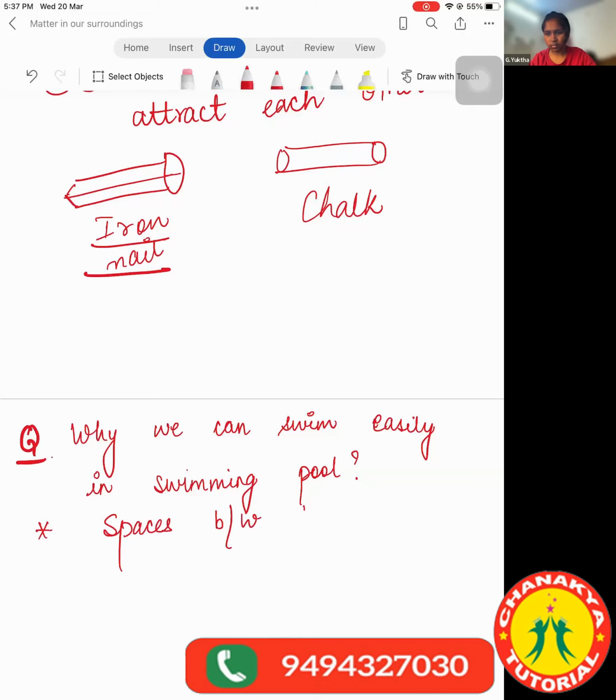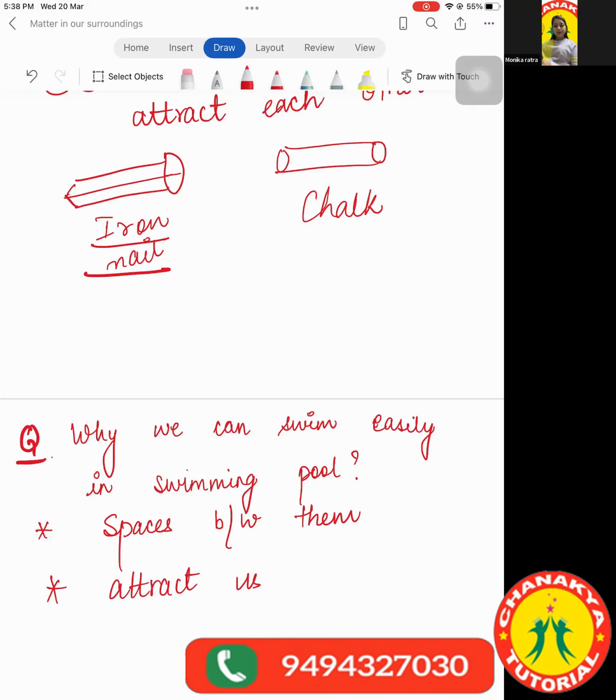Yes, we have spaces between. The first property which we studied, right? And one more property we can relate to it. We can swim in the swimming pool, but not on a wooden block. Why so? Because the wooden block particles are not attracting us, but the swimming pool water is letting us be inside it. That's why we are able to do it. So the particles of water attract us. Us means we and the water. There are two particles. The particles have attraction between each other.